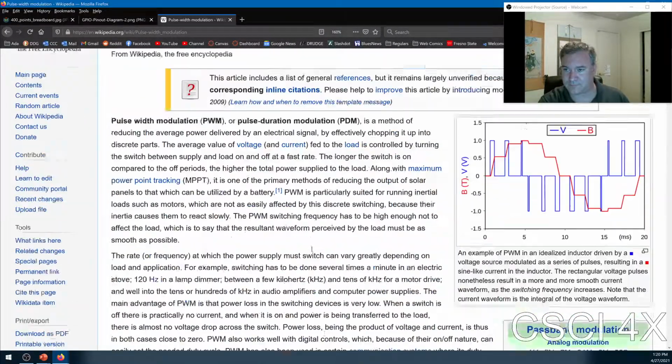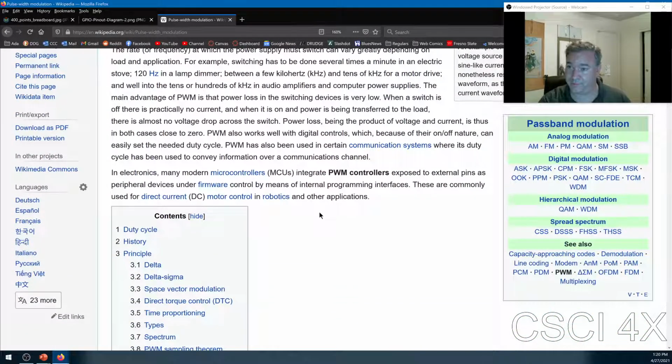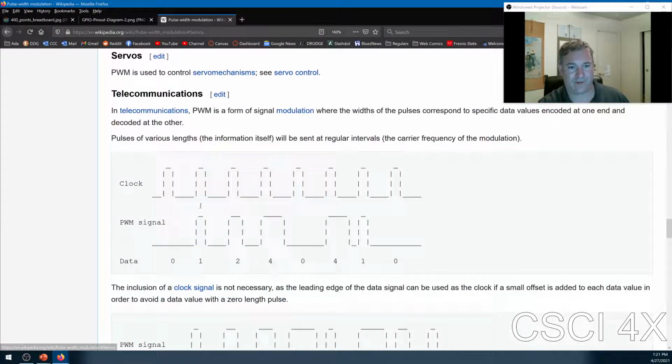The PWM is also used to control the servo motors. What percentage it's on controls whether the servo motor is at 0% or at 100%. And so if you turn it on and off half the time, it will be at 50%. There's different ways you can wire them, but that's the general idea. And yeah, servos.